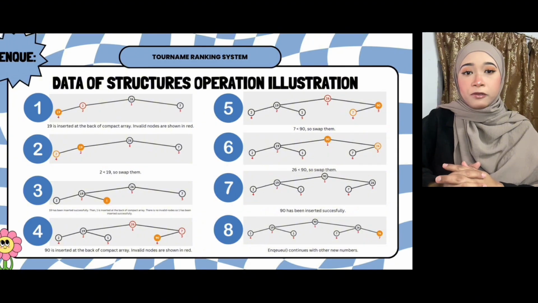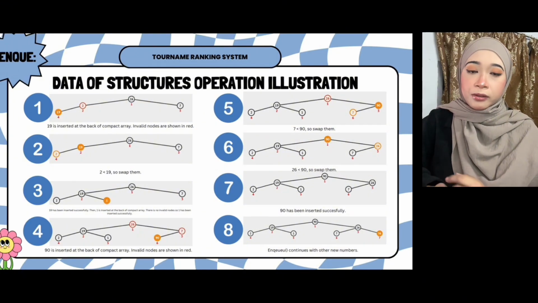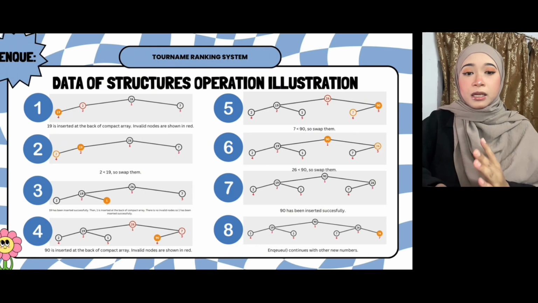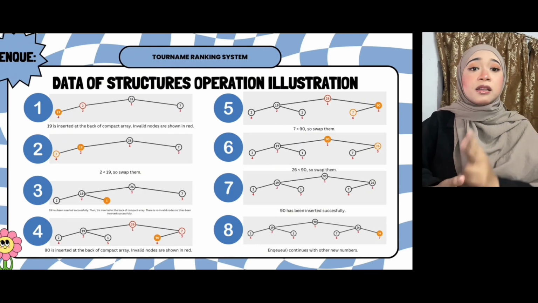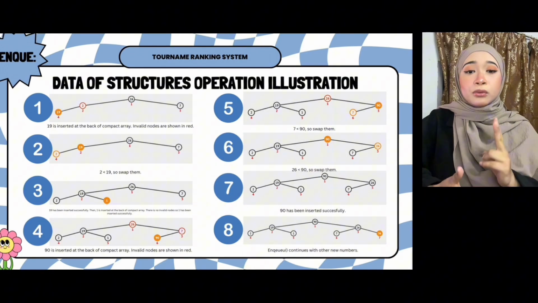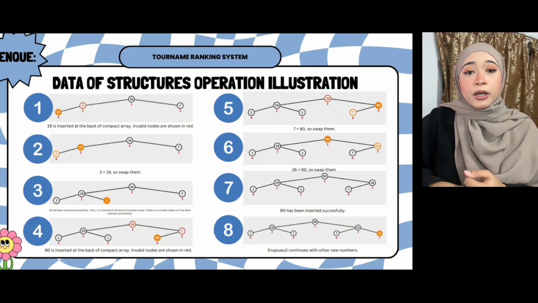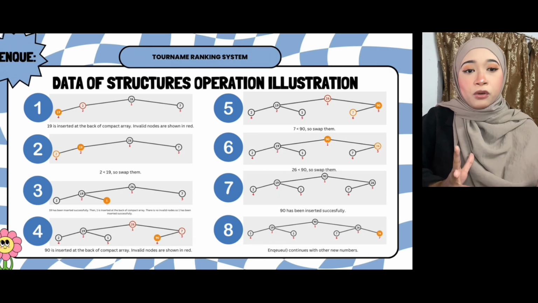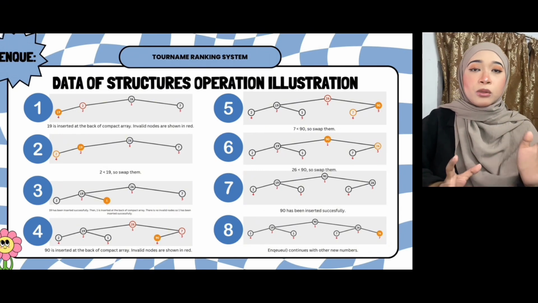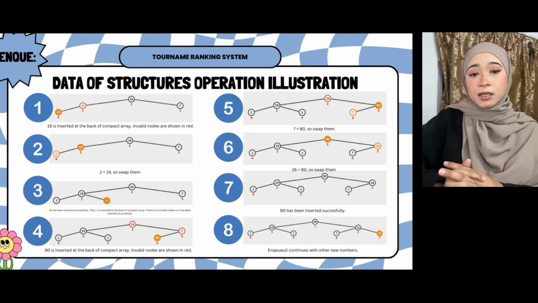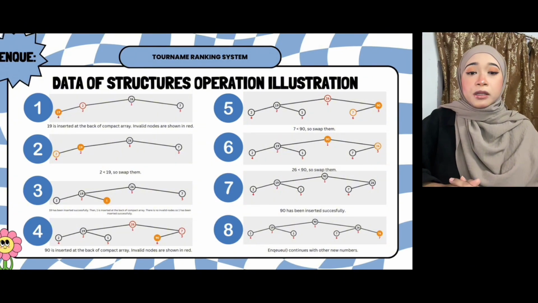So I will start with number 1 by inserting the number 19 into the compact array. It's added at the back, and there's no comparison needed yet. Next, the number 2 is inserted. Since 2 is smaller than 19, a swap occurs. You will notice the arrow indicating the movement of 2 as it swaps position with 19. This movement ensures the structure maintains its order. Alright, so number 3.